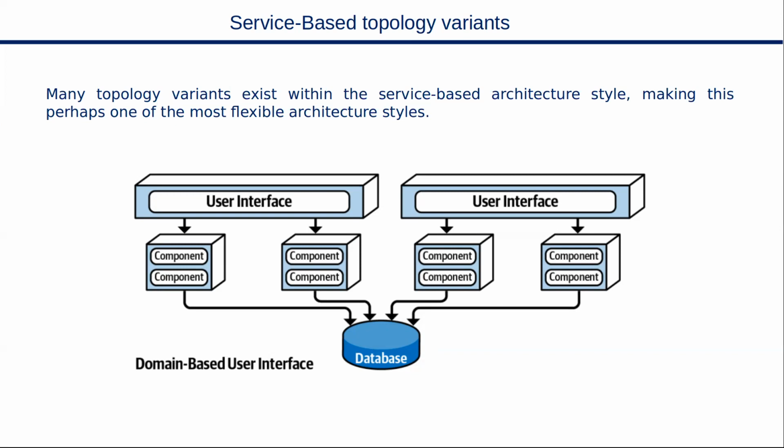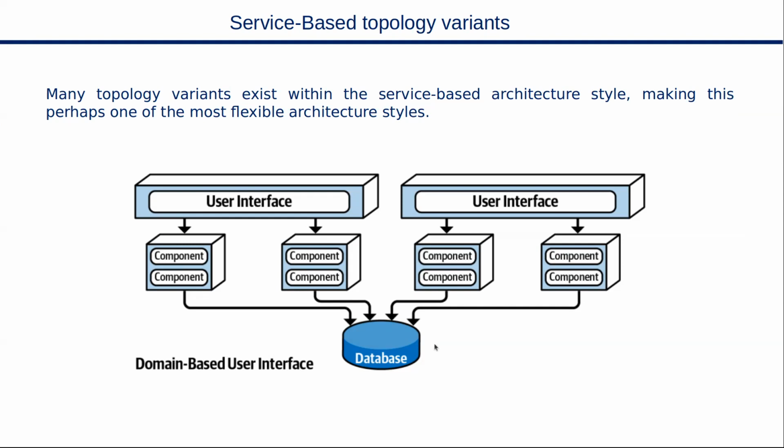For example, domain-based user interface. A user interface can be split into different deployable units specific to the domain. For example, here we'll have the user interface, which will be designed for the users, and here we will have the admin user interface that will use another set of services to work with. But still, they will use a shared database, so it will still be a service-based architecture.